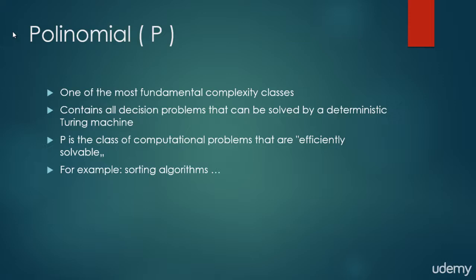The polynomial class is one of the most fundamental complexity classes. It contains all decision problems that can be solved by a deterministic Turing machine, and P is the class of computational problems that are efficiently solvable. So we can solve sorting with any kind of sorting algorithm in linear or logarithmic time complexity, or even, for example, with bubble sort, in n squared time complexity, which is not so efficient. We can do better, but it's definitely polynomial. So all sorting algorithms, finding the shortest path, and finding spanning trees are in this polynomial class.